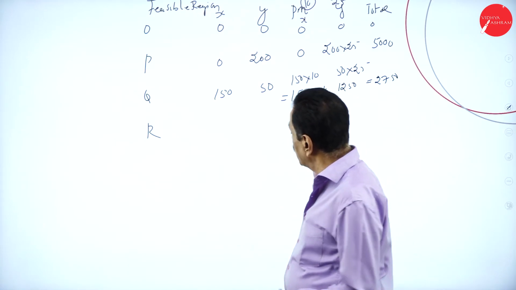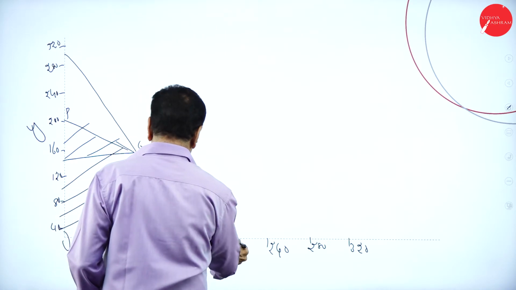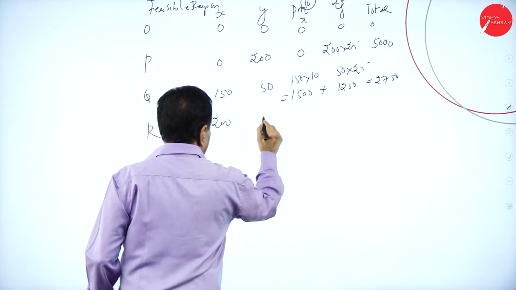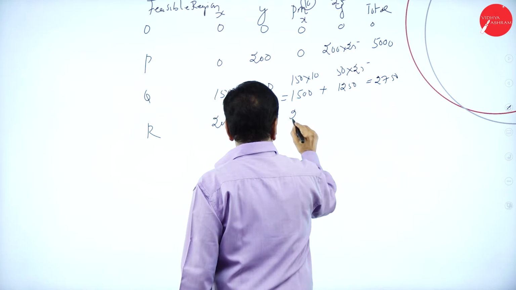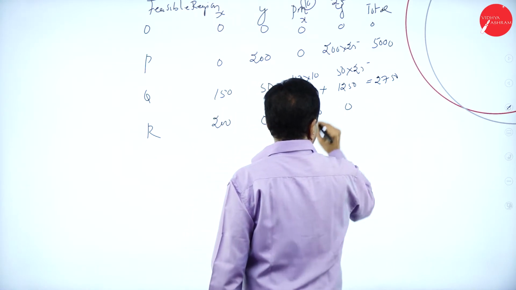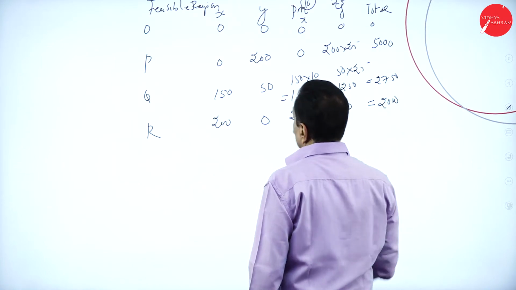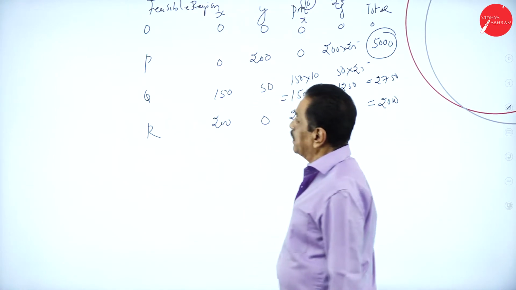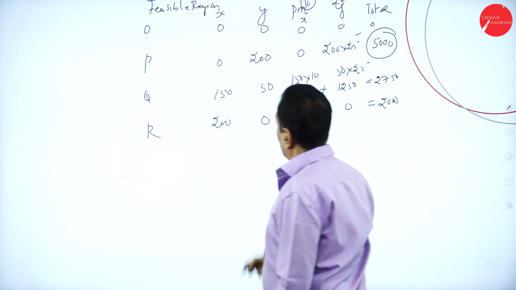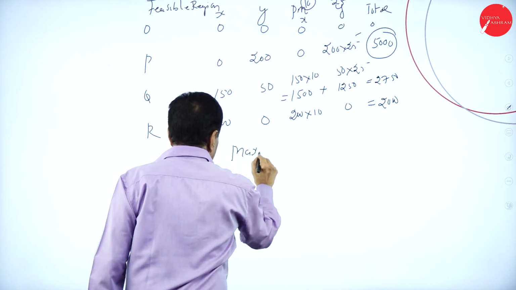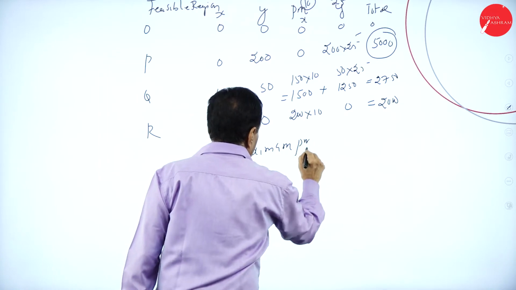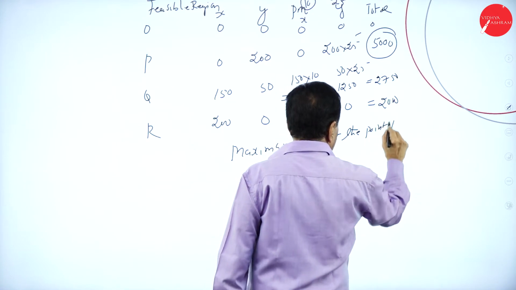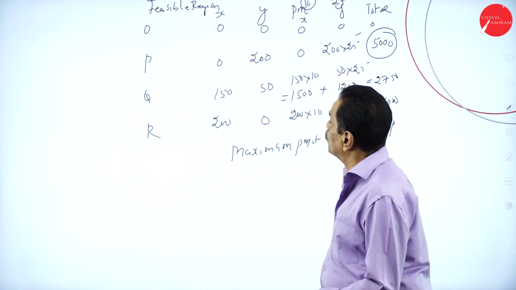At the point R, we can say that X is 200, Y is 0, 200 into 10, this is 0, this is 2,000. So the maximum profit available is at P, where the profit is highest. More profit available at the point. Maximum profit at the point P. So we'll move on to the next problem.